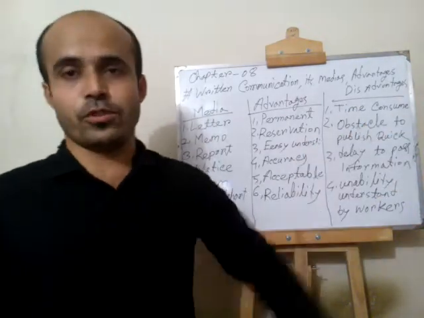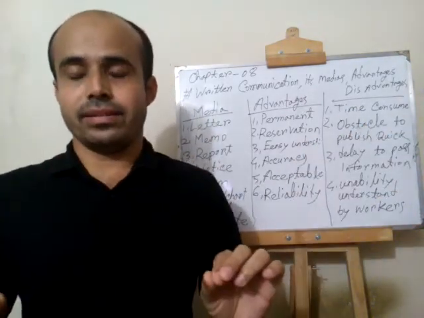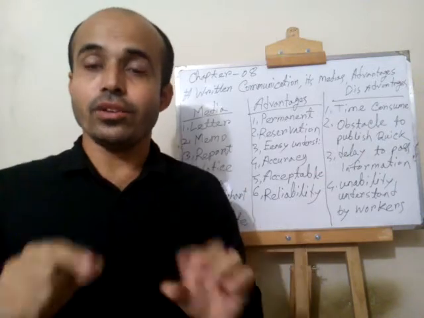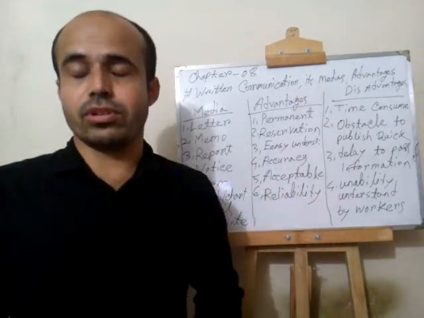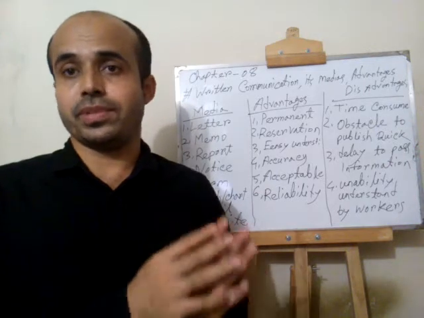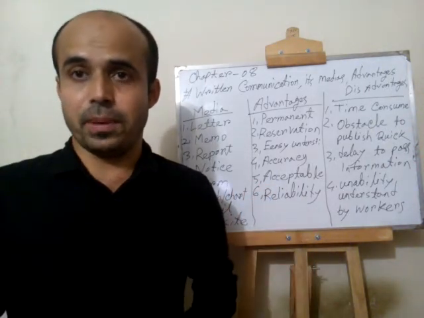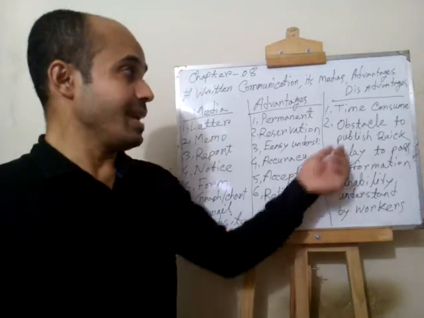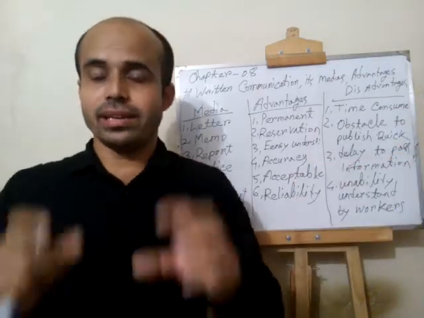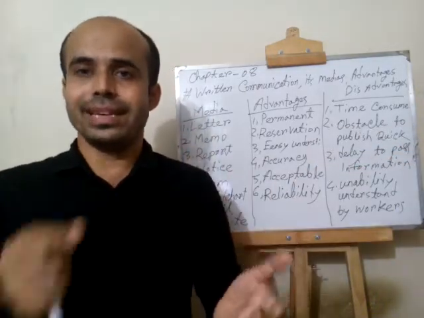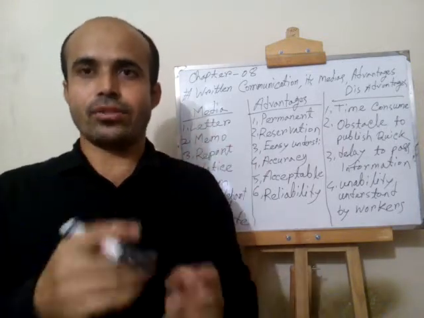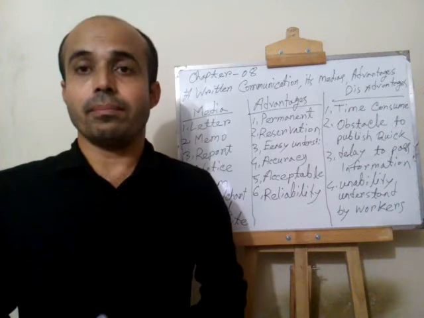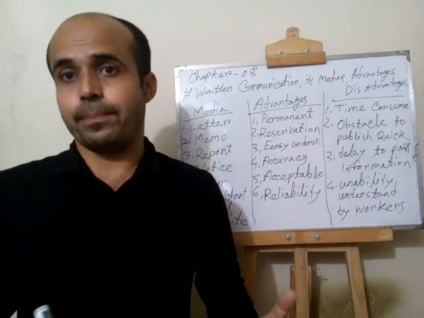What is this? Time consuming. To write a written communication, you have to take some time. The organization, the boss, the executives have to consume some time. Otherwise, it cannot be. So that is why. And obstacle to publish quickly. Obstacle to publish quickly means a written thing you have to check out. You have to write by hand or on your computer, but it has to take time.